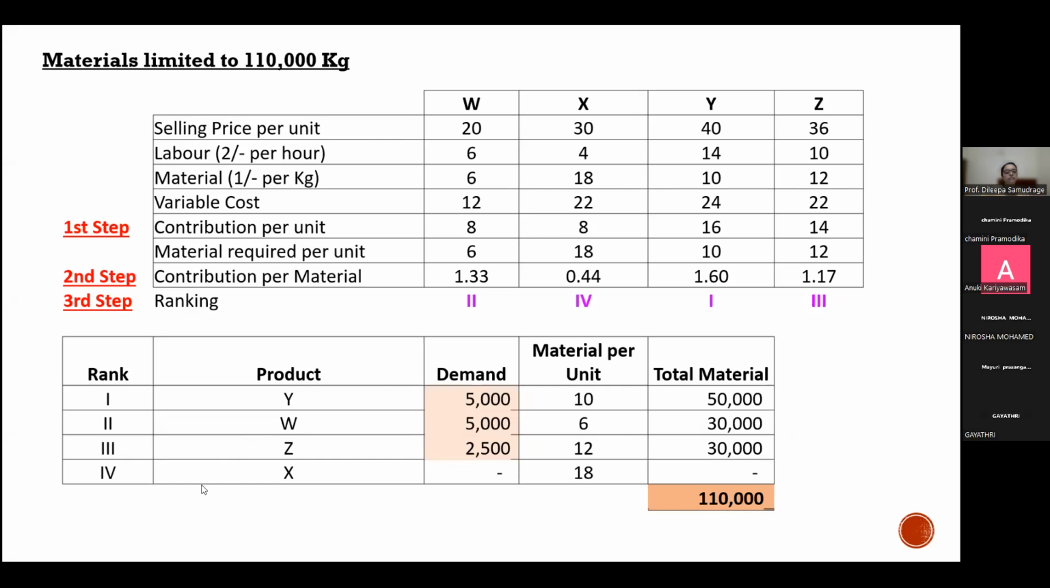Good morning, everyone. So this is the second scenario where we are given that materials are limited to 110,000 kilograms. So basically, we follow the same steps as explained by Anuki in the previous section. As the first step, we have calculated the contribution per unit.